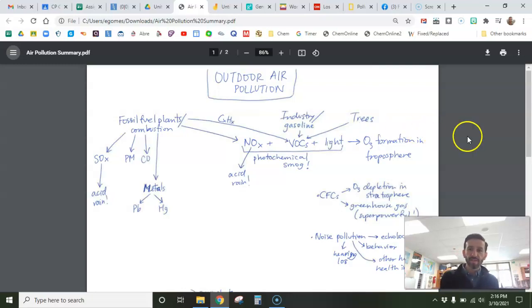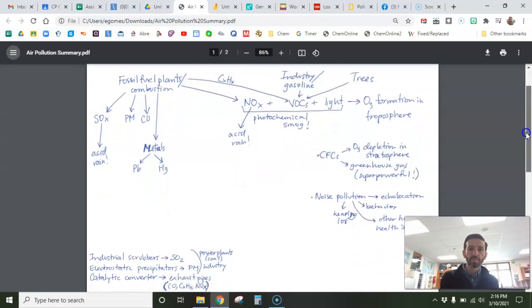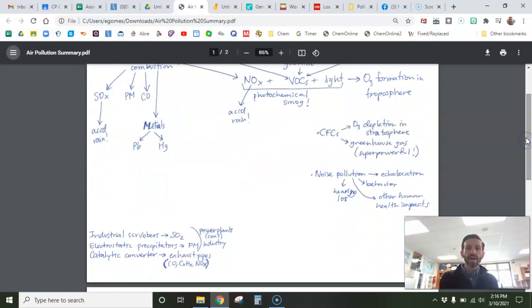A couple more things here to wrap up our outdoor pollution real quick. CFCs, they deplete ozone in the stratosphere. CFC, remember, chlorofluorocarbons, are also a super powerful greenhouse gas. Okay, so they're bad in many ways. Those chlorine atoms from the CFC break down the ozone, and then that exposes us to UV radiation, which is bad for our skin.